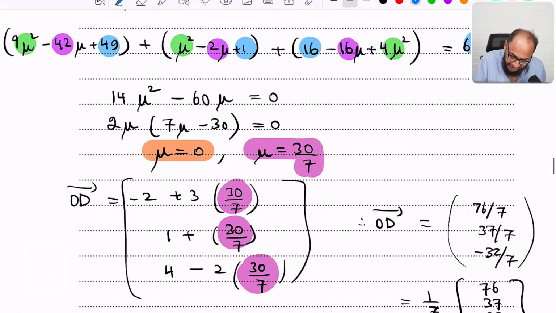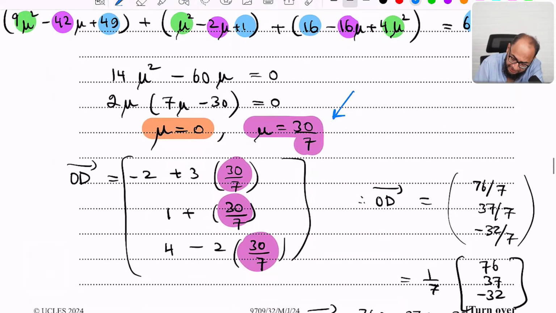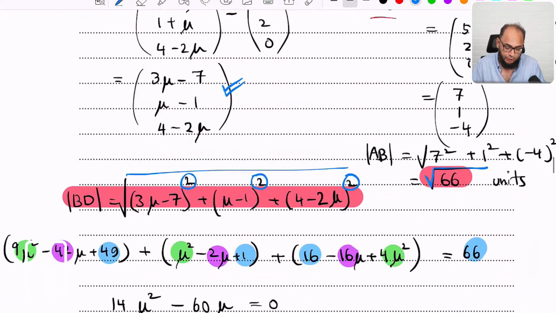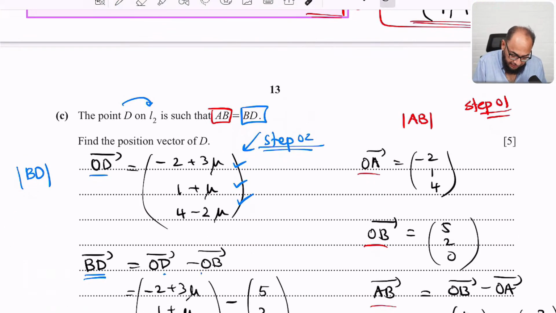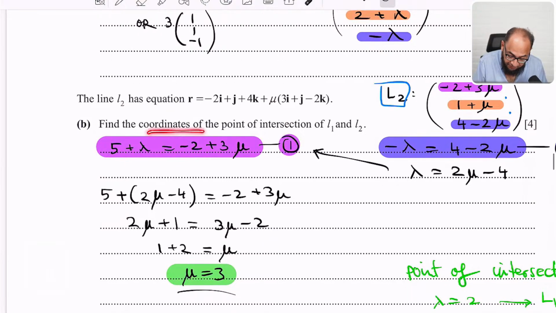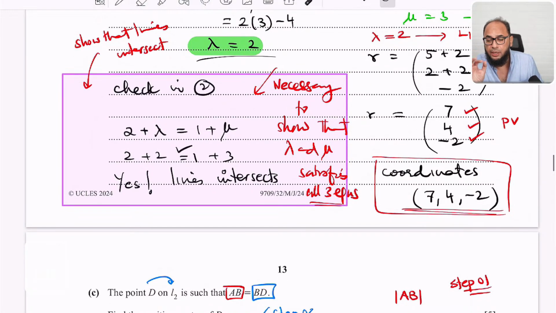And then it's some basic thing, expect the unexpected. Yes, you do get answers like this. So you do get answers like 30 over 7, and then you plug it in, you simplify, either you leave it like this, or you can take 1 over 7 common out, or you can write in the IJK format. This is vector form. Vector form could be the column vector, could be the IJK format. Both are considered correct. So just have a look. They are asking for the position vector. That is why I'm leaving it like this or like this. Over here, they were asking for the coordinates. I got the position vector, but then I wrote it as coordinates. So just fulfill the demand of exactly what they're asking.